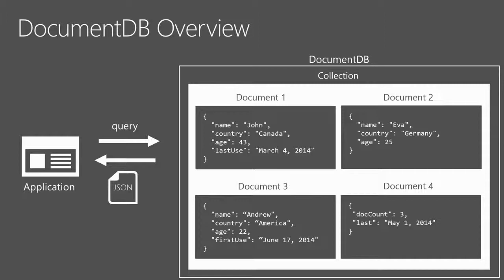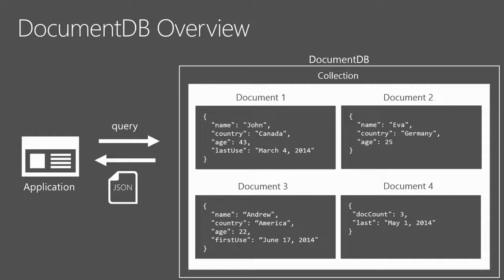Within the aggregation document, you have your doc count, which is set to 3. As you can see, 1, 2, 3 are before it. And it has a last, May 1st, 2014. So how does this actually work, right? I'm sure some of you are curious as to, when you query for this information, how does it actually work?